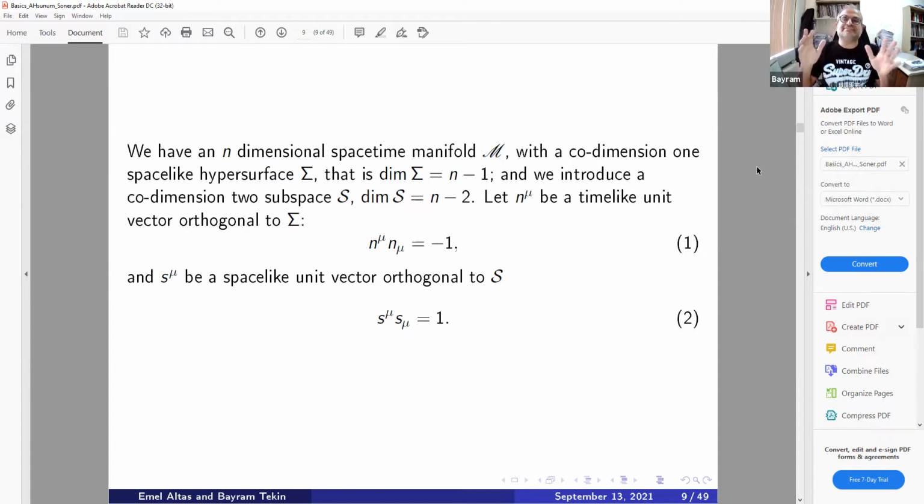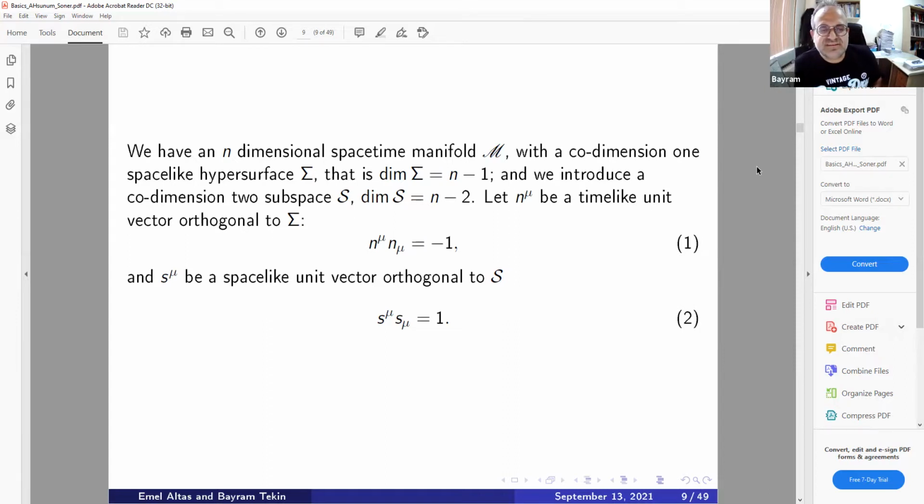Okay, so you have to know the global structure of this four-dimensional space-time. So let's try to explain to you what the apparent horizon is, okay? We have an n-dimensional space-time manifold M with a co-dimension one space-like hypersurface. So I already assume that the space-time can be defined as a product of time and space, okay? So if that's not the case, then you have a problem already, but that's not our concern, okay?